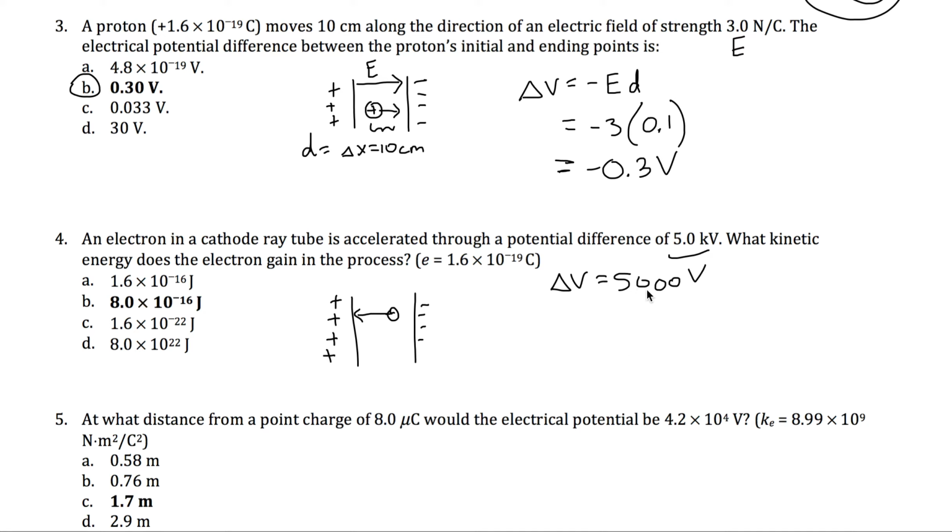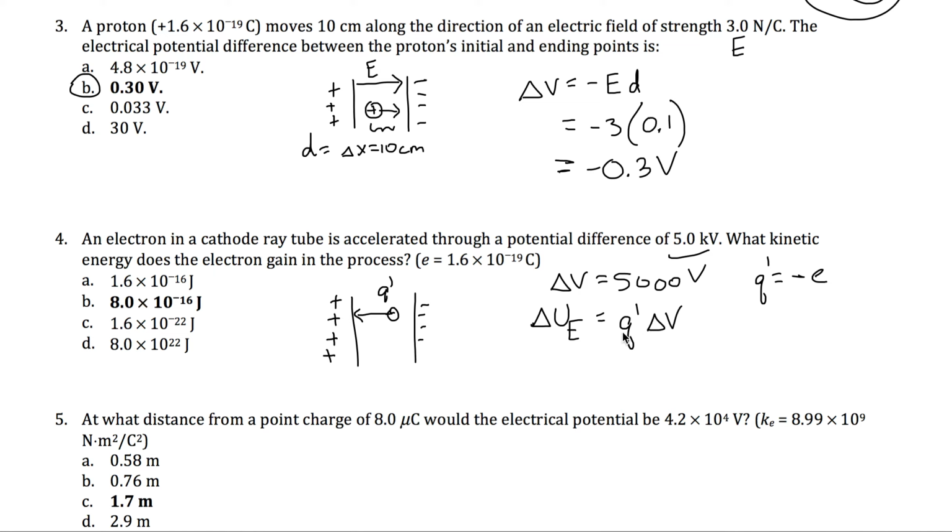And what kinetic energy does it gain? Well, we learned that this charge is going to lose potential energy and gain kinetic energy. So the potential energy that it's going to lose is equal to Q prime delta V, where Q prime is this electron here, which has a charge, Q prime, of negative e. e is this number right here.